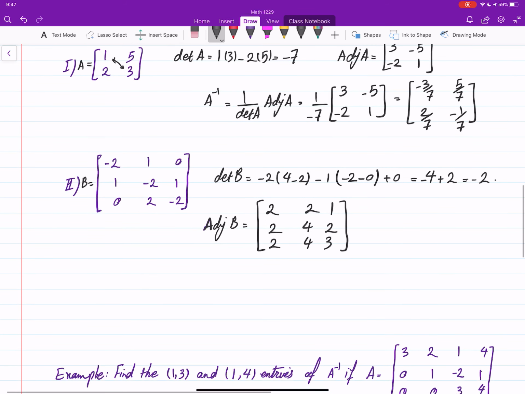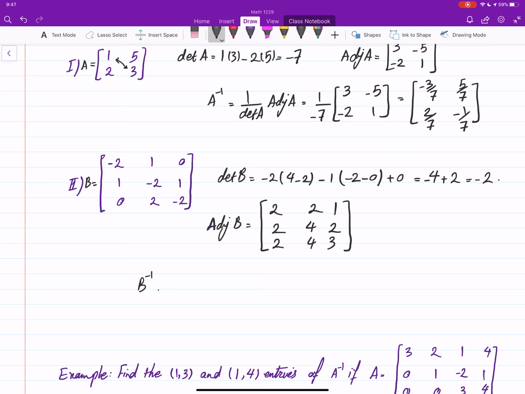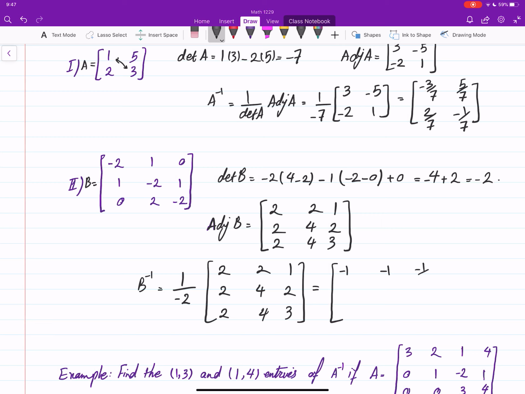So then, as a result, the inverse matrix for this is 1 over negative 2 times 2, 2, 1, 2, 4, 2, 2, 4, 3. And this is negative 1, negative 1, negative 1 over 2, negative 1, negative 2, negative 1, negative 1, and negative 2, and negative 3 over 2.